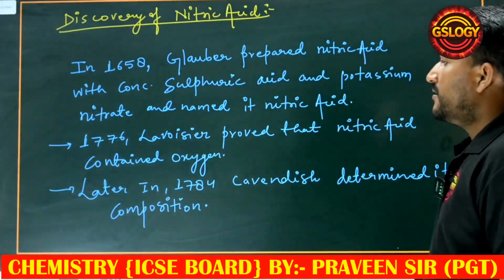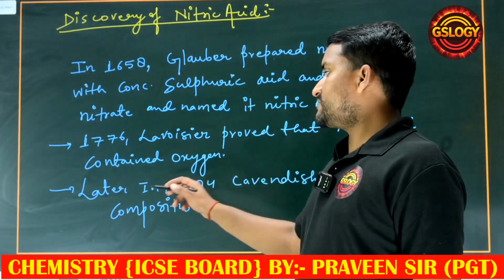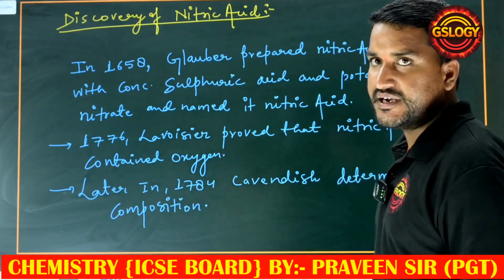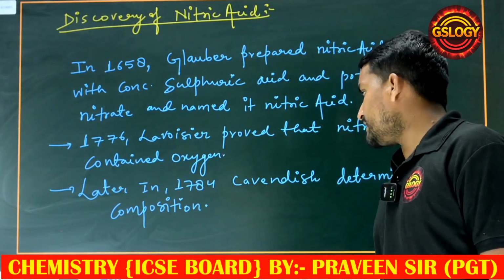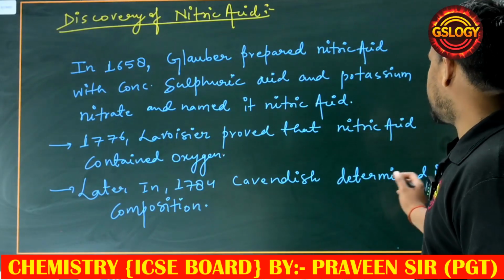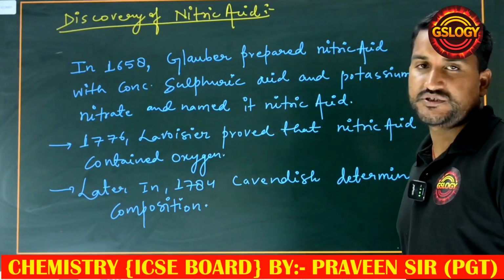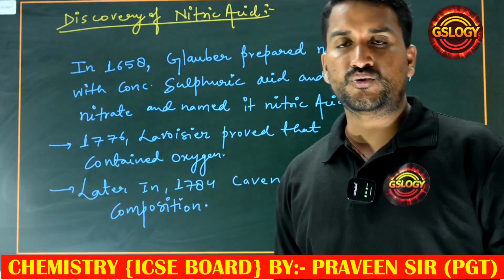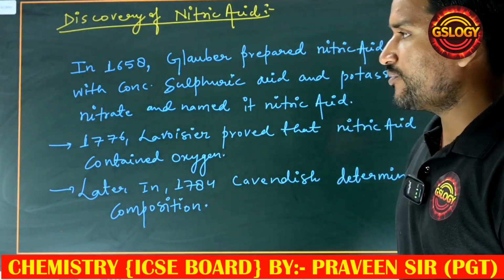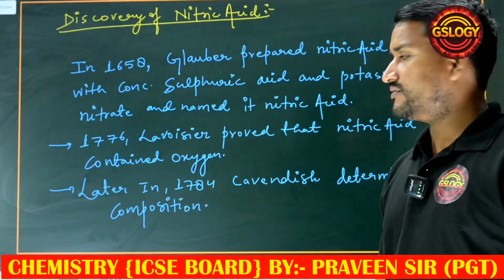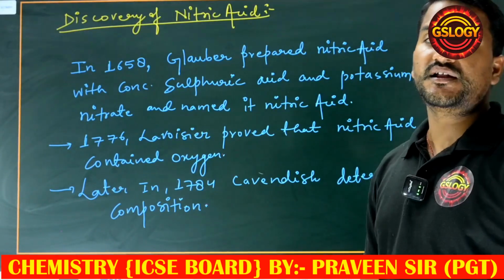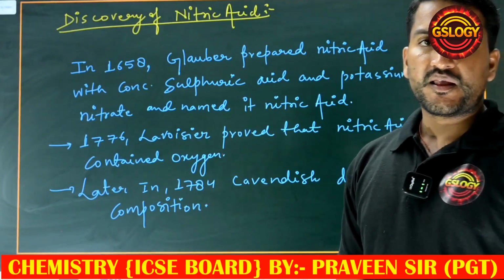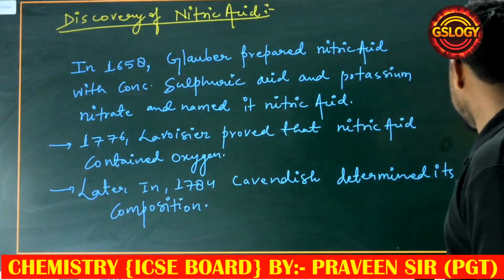After that, Lavoisier later, in 1784, Cavendish determined its composition. Who determined the composition of nitric acid? Cavendish. In which year? 1784. Okay.